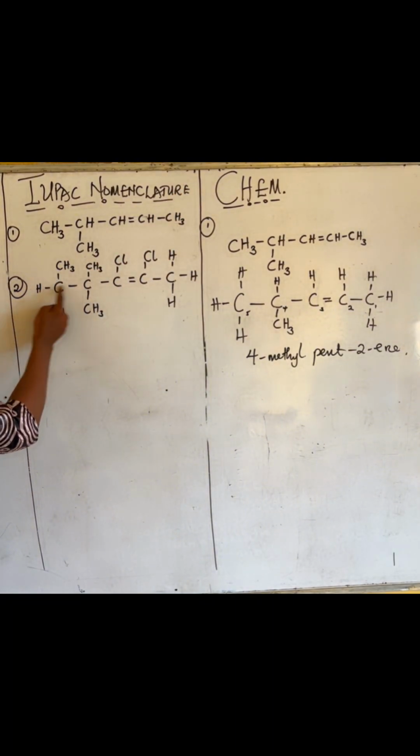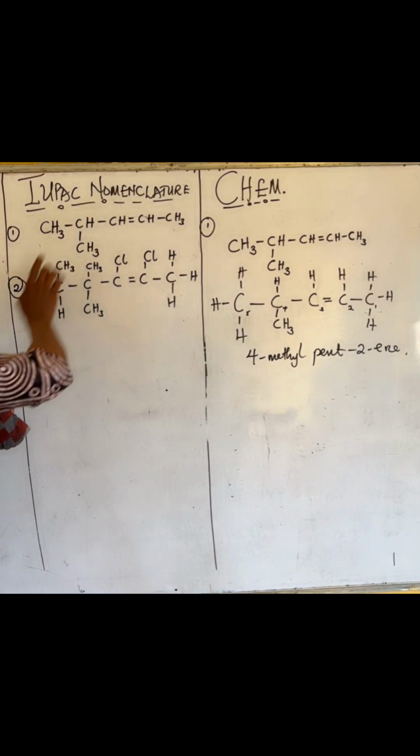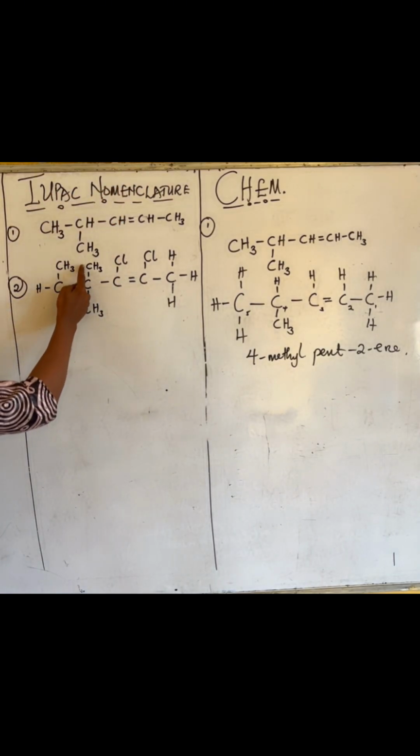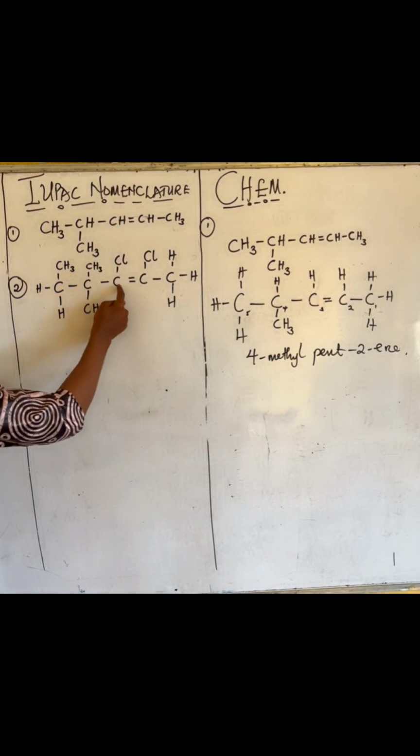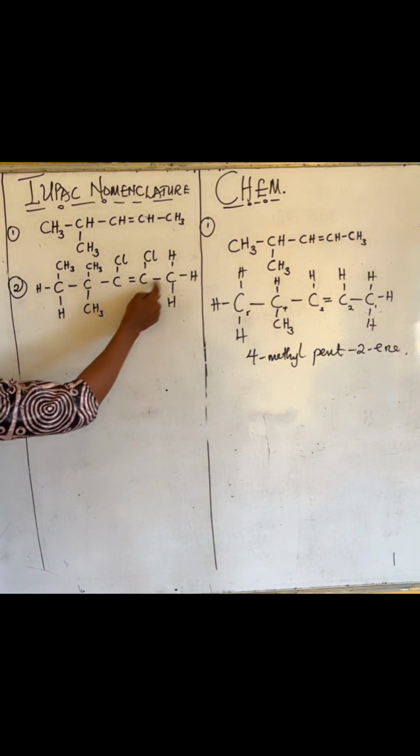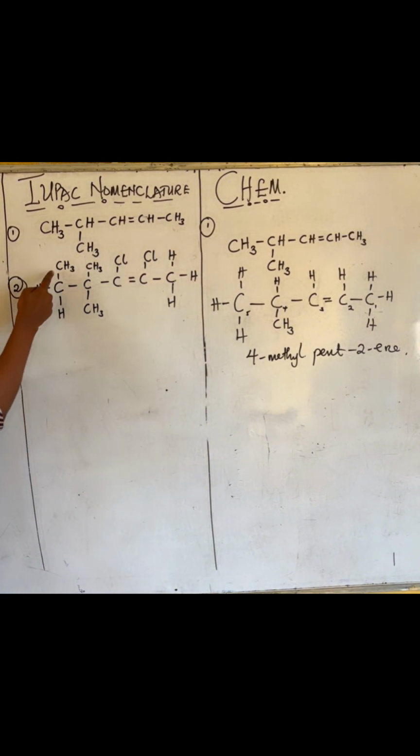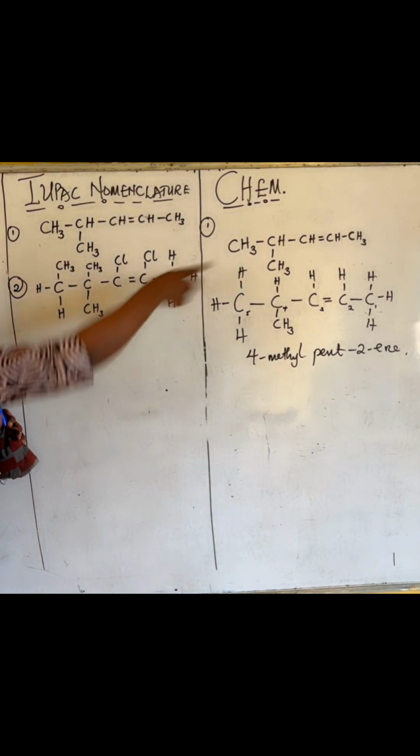You have 1, 2, 3, 4, 5, 6. I have a 6 long chain. Look at this one, 1, 2, 3, 4, 5. From the look of things, I notice I have to move like this to get my longest chain. 1, 2, 3, 4, 5, 6. I guess that's my longest chain.